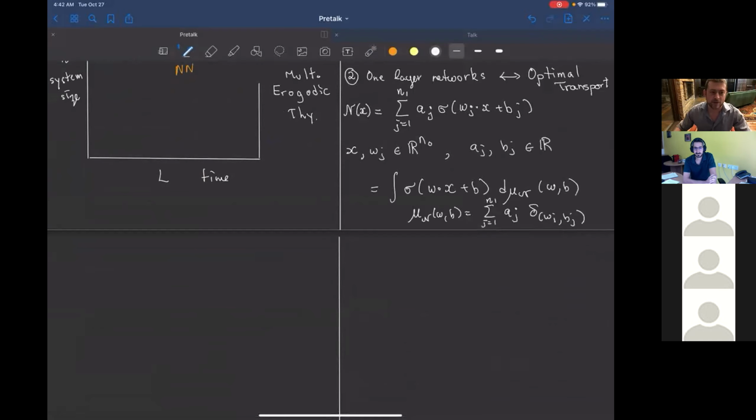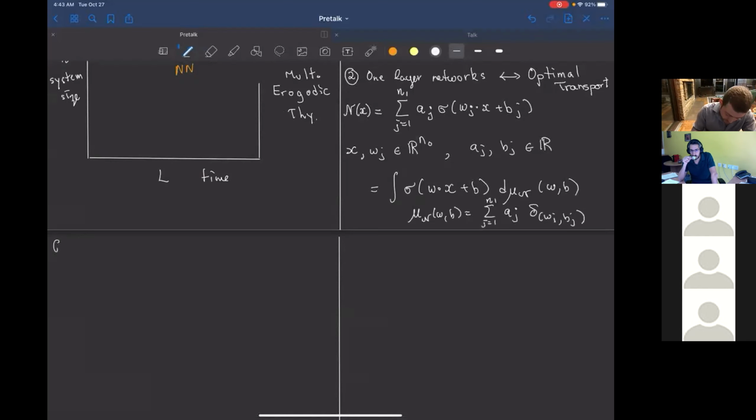But rather than making fun of it, let me just say that this is a way of making a dictionary between neural networks with one layer and certain kinds of measures. In fact, very simple measures, just atomic measures, finite linear combinations of delta functions. Okay, and here's the point.